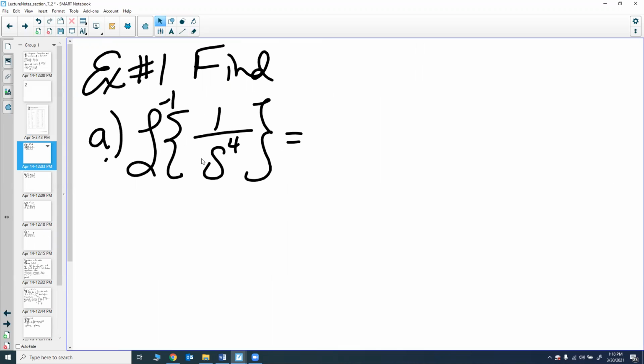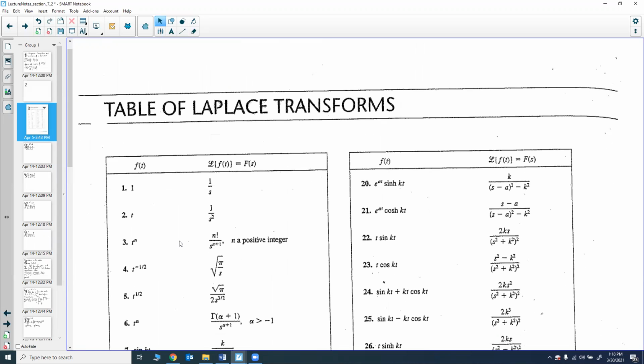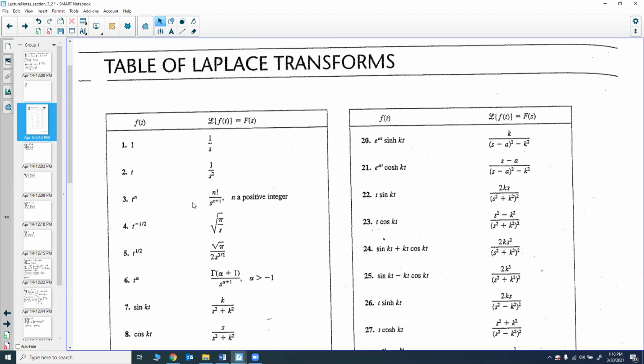So let's do the inverse Laplace transform of 1 over s to the 4th. So again, I'm going to look at my table. I'm going to look for 1 over s to the 4th. I have a 1 over s, close, but not exactly. I have a 1 over s squared, again, close, but not exactly. Then I notice I have an n factorial over s to the n plus 1. So that looks like it would probably work for us.